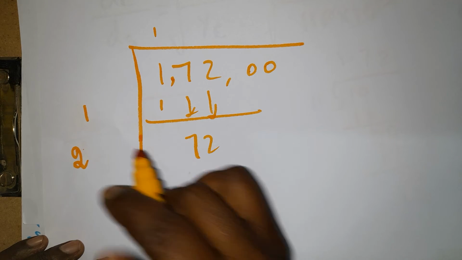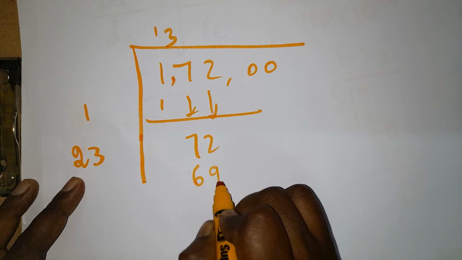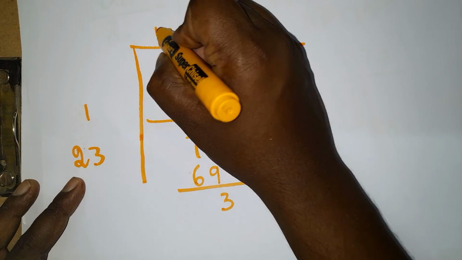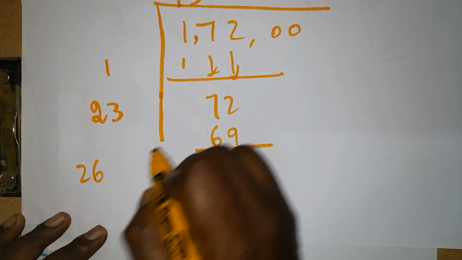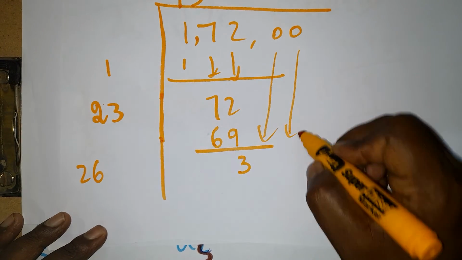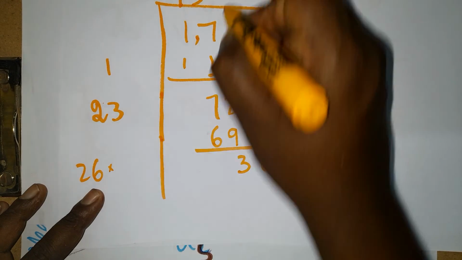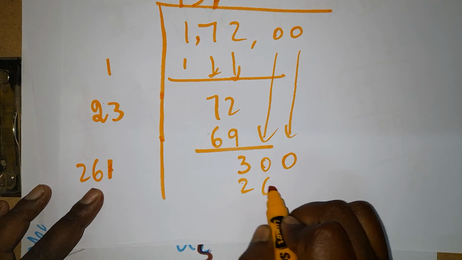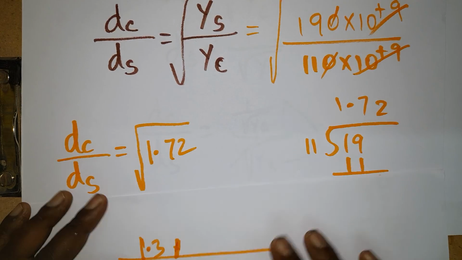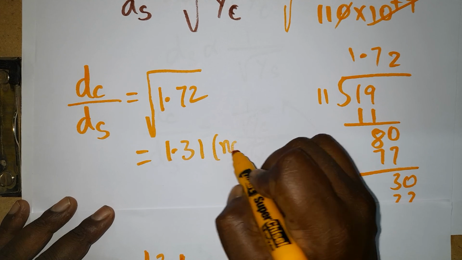Here I write some number to get close to this value. I wrote 3. 3 times 23 is 69, remaining 3 will be there, 1.3. Again 2 tables, multiplying with this, we get 26. Now the next 2 numbers I am bringing down, that is 0. How many times 26? I should write one number here and here to get close to this value, so I can write 1. If you write 1, 261 comes as 1 time. So the square root of 1.72 is 1.31, no unit. Okay, thank you.